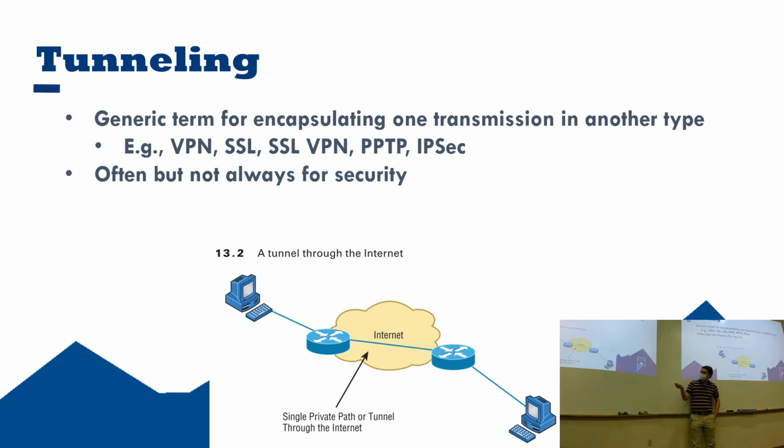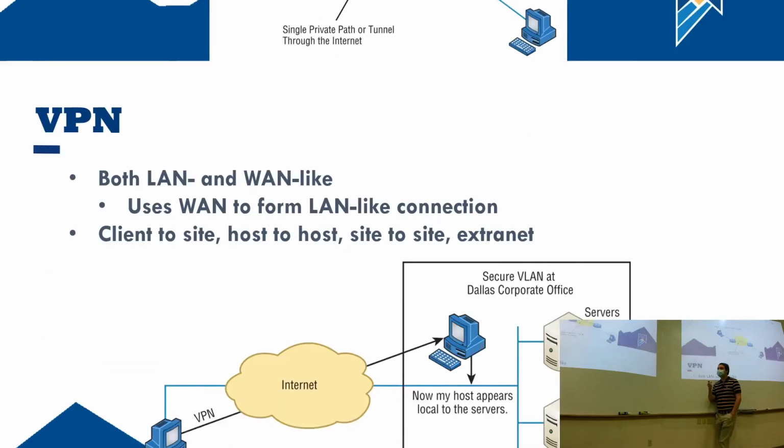Okay, so you got two hosts here. They got routers on each side. You got the internet. Tunneling is going to establish not really a physical direct connection, but it's going to establish almost like a virtual direct connection between the two, if that's what it does.